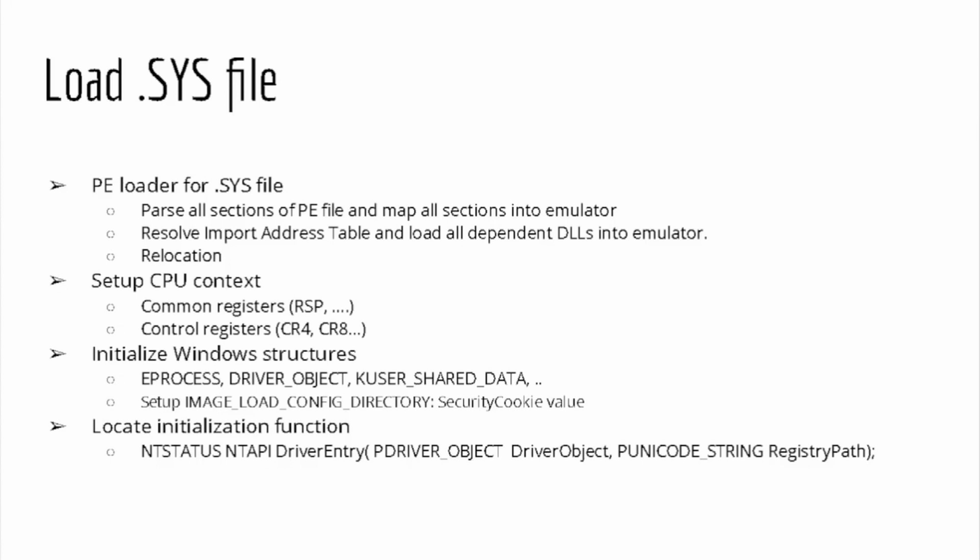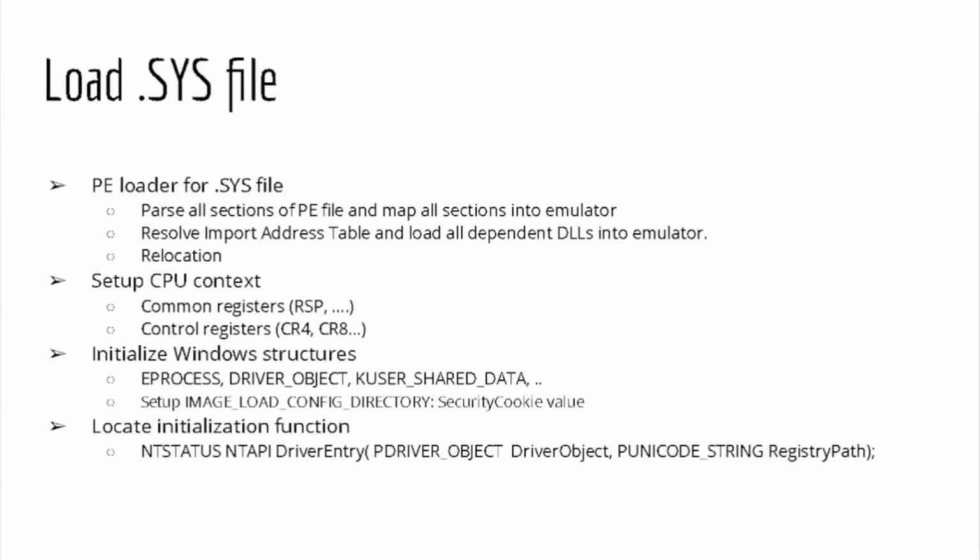Every driver is a PE file and the subsystem field of the optional header equals 1, so I have to read the header and section data and write them into the memory of the emulator. I also load dependent libraries and resolve the import address table. After that, I check the relocation table to relocate every address.